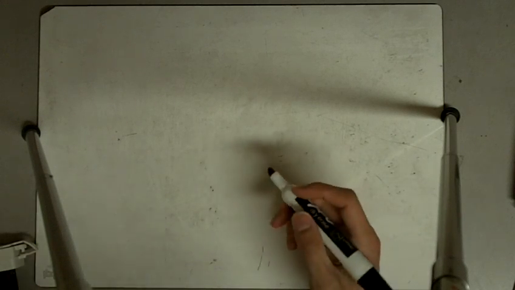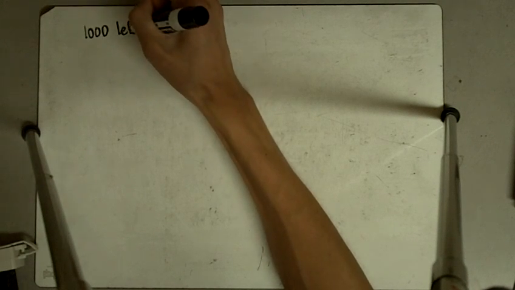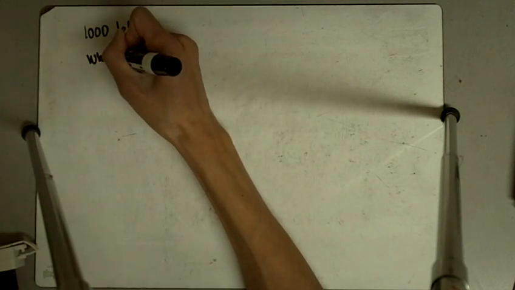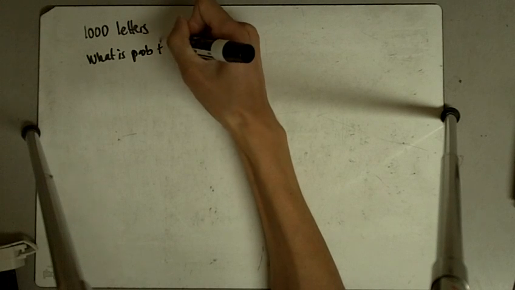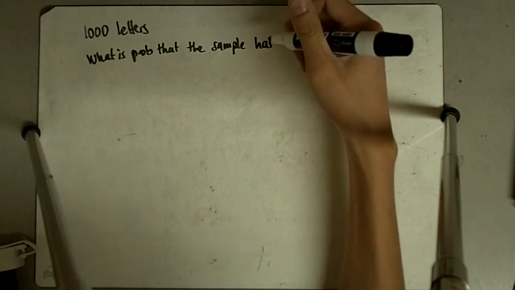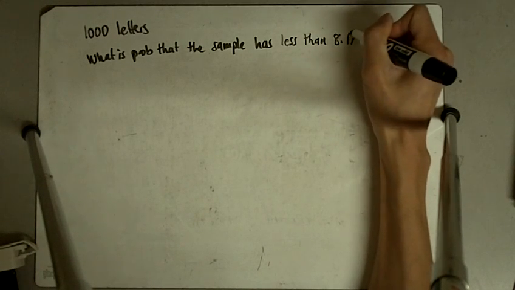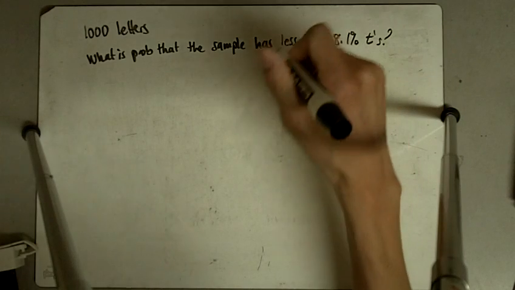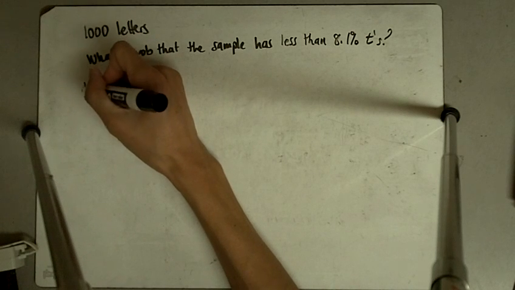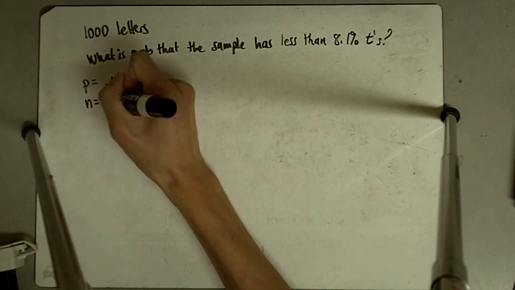Alright, so now we're doing a similar thing, 734. We're looking at 1,000 letters, and we want to know what's the probability that the sample has less than 8.1% T's. So when we looked at 730, the proportion of T's was 0.09, and our n was equal to 1,000.